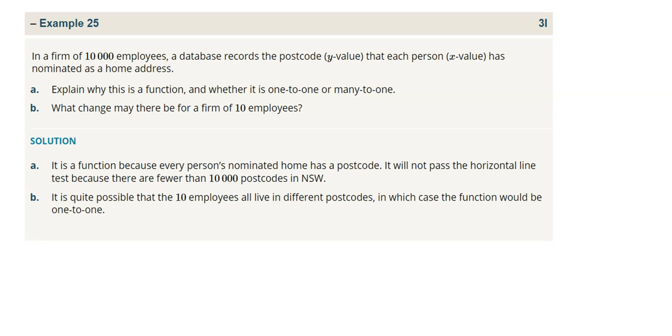Okay. So explain Y is a function and whether it is one-to-one or many-to-one. So it's a function because every person's nominated home has a postcode. So there's lots of people, but there's a fixed number of postcodes. So it won't pass the horizontal line test because there's fewer than 10,000 postcodes. So we have a number of addresses being mapped to a limited number of postcodes. That's it really.